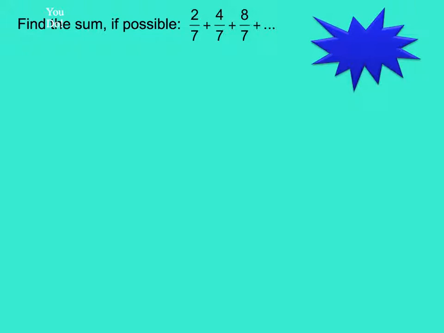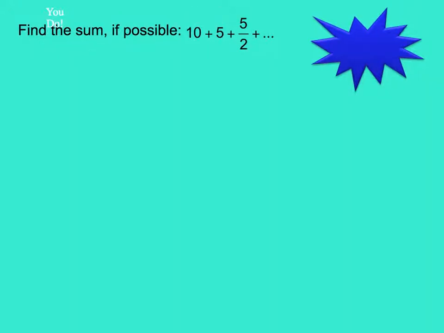You try this one, just be careful. Is this even geometric is what I would ask of this. Is it geometric? Is this possible? Okay, is it geometric? Are they multiplying by the same amount every time, or are they adding? So there's your hint right there. Try this one too. Find the sum if possible. So find out what r is. Use your formula to figure it out.